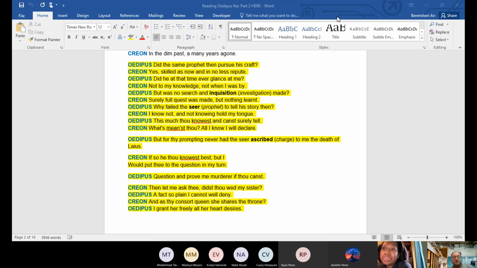Good. What do you guys think about that? What are some of the things that you noticed in terms of conflict and characterization between these two? Anything stand out for you guys?